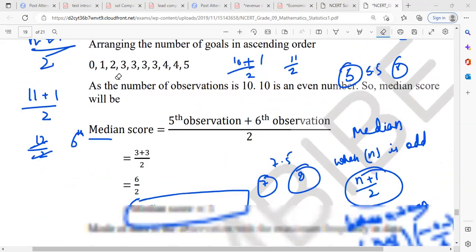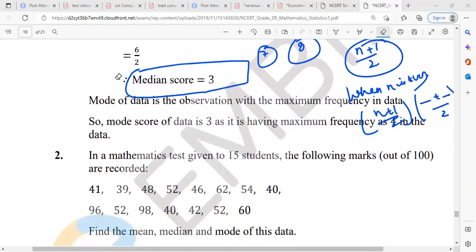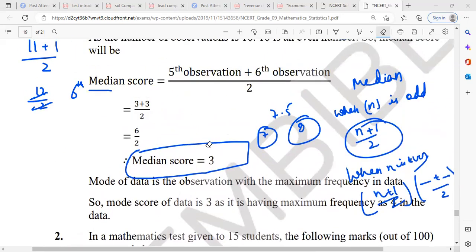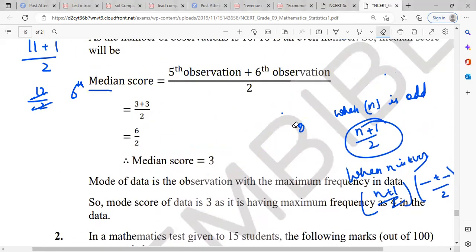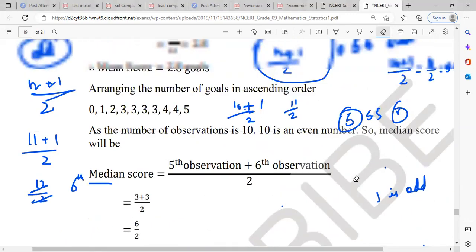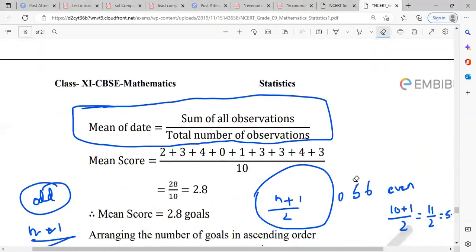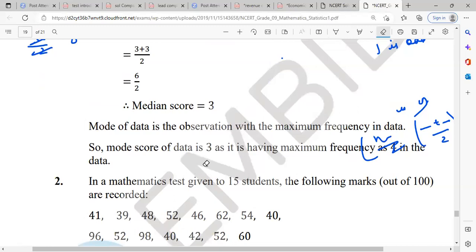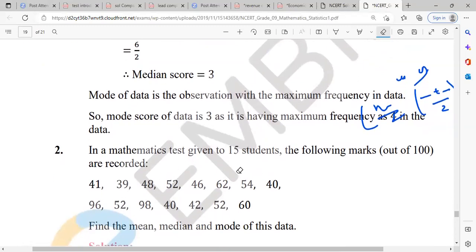Okay, very good. Now over here you have to find the mode. Ma'am, how will you find the mode? Mode is the number repeating the most number of times. So in this, which number is repeating the most? 3. So the mode will be 3. Write mode 3. After this, you have this question: you have to find mean, median, and mode. Clear?